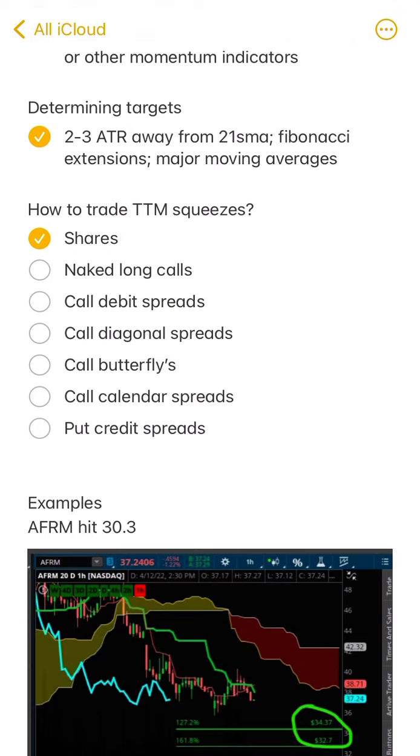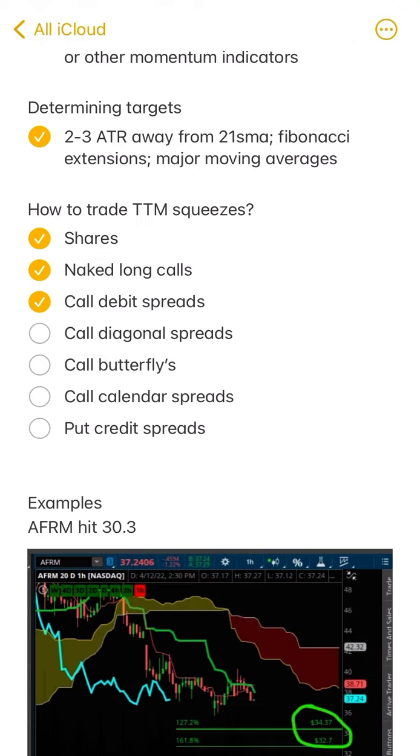But if you have a lot of conviction on it moving up, you can take naked long calls, right? And if you are really bullish and you expect the stock to move a lot, which if we're in a TTM squeeze and we're expecting it to fire, we are expecting it to move a lot. So naked long calls is probably one of the better options, right? The other thing you can do, which is a little bit cheaper of an option, is call debit spreads, right? Which is a little bit more bullish of an assumption, right?